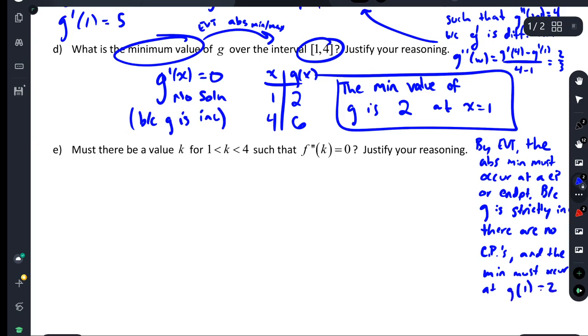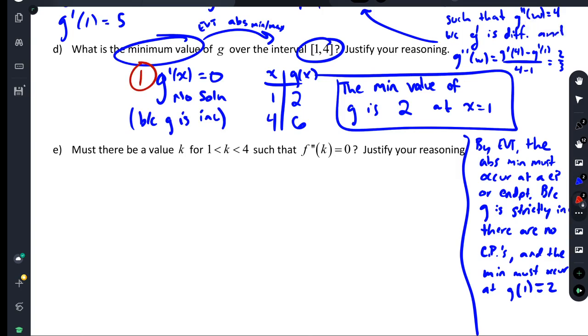So you could write something like this, and it wouldn't be wrong, you would get this correct. But the nice thing about EVT problems is you are basically allowed to justify it without having to write a sentence like that, as long as you have three things. The first thing is you show the critical points, which in this case, we had none of them. The second thing is that you show the table analyzing the critical points and the endpoints. And then the third thing is you just state the minimum or the maximum.